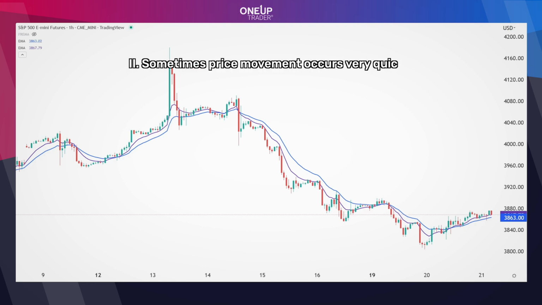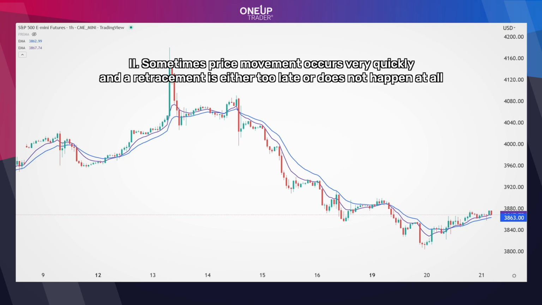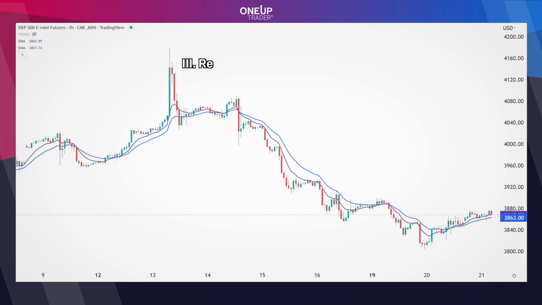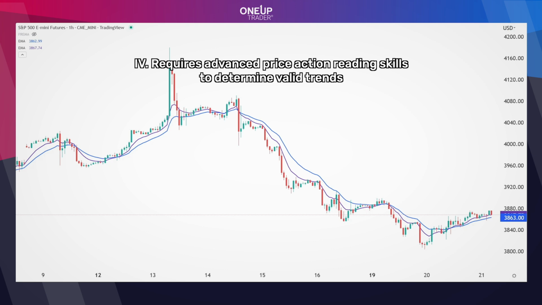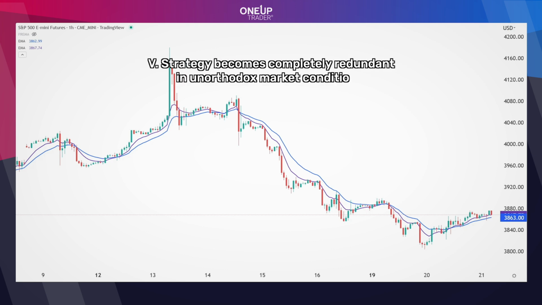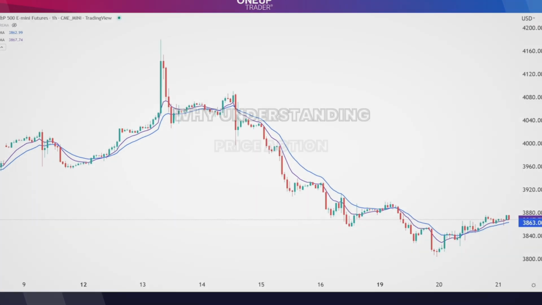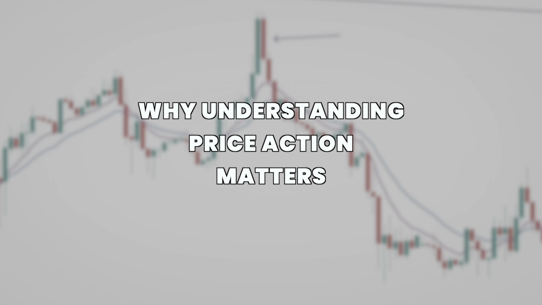Sometimes price movement occurs very quickly and a retracement is either too late or does not happen at all. This is another con of the strategy. It also can require a lot of screen time if trading it on higher time frames. It requires a lot of advanced price action reading skills to determine valid trends. The strategy becomes completely redundant in unorthodox market conditions as well, for example, around news events.